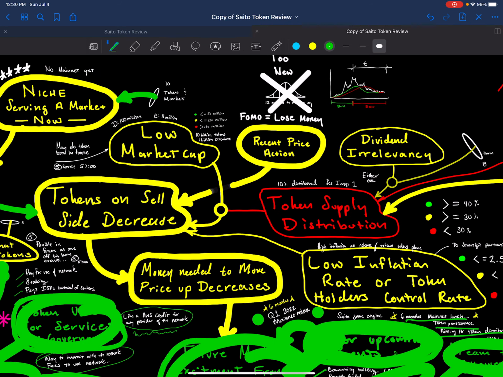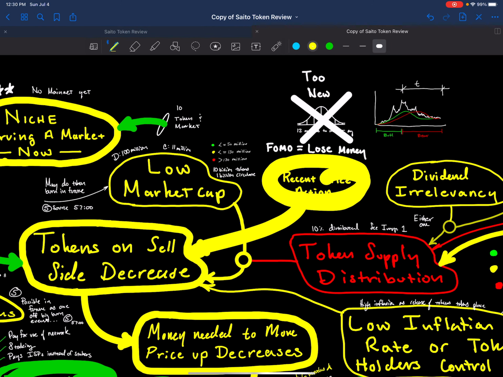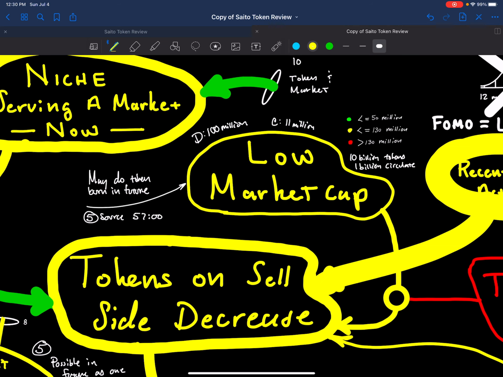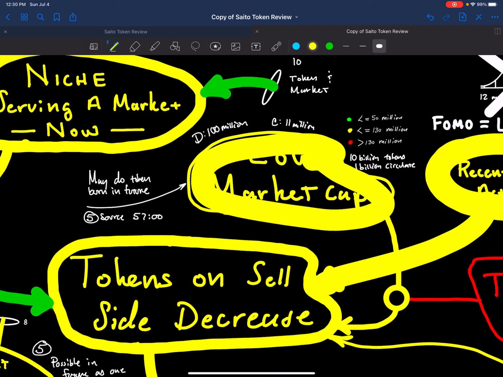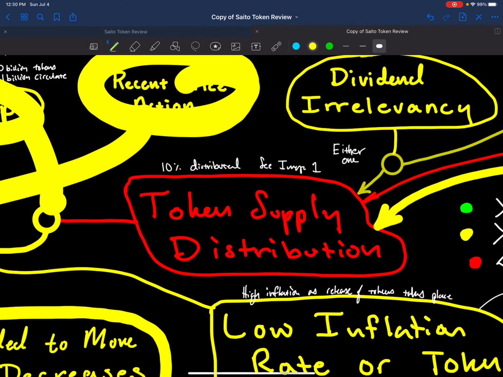Okay, so some of the things that could be not seen as good. It's too new to consider its price action, at least as far as token availability, as far as acquiring it. Fully diluted, 100 million market cap, circulating about a 10 million market cap. They may do a token burn in the future, and they mentioned that in one of their videos. So that is something to consider. If that happens, that could make this project more bullish in the future.